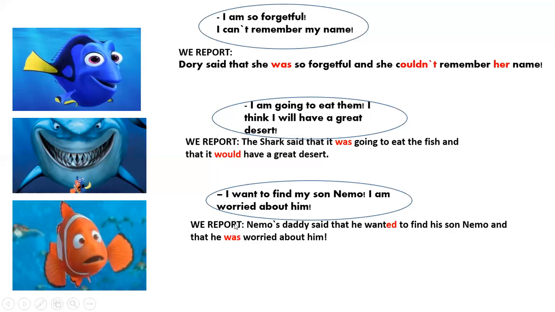And finally, we report Nemo's daddy's words. It was Nemo's daddy who said that he wanted to find his son Nemo and that he was worried about him. We can't use direct speech anymore when we report. Instead of it, we are using indirect speech or reported speech.